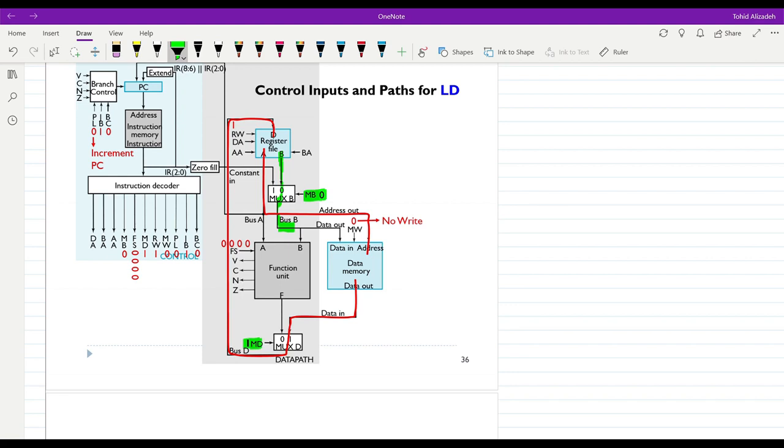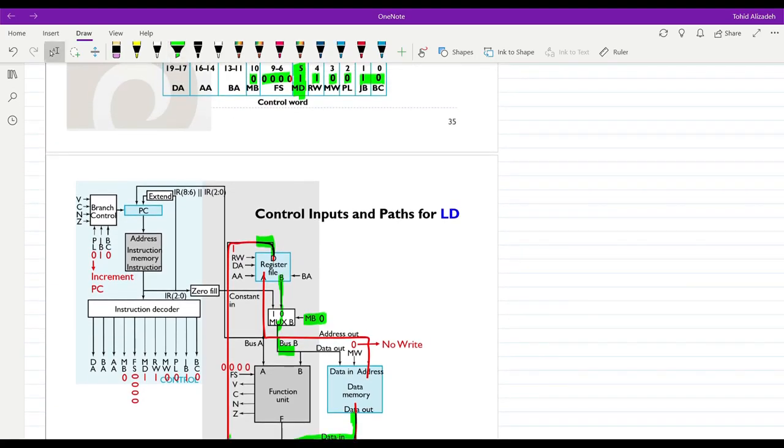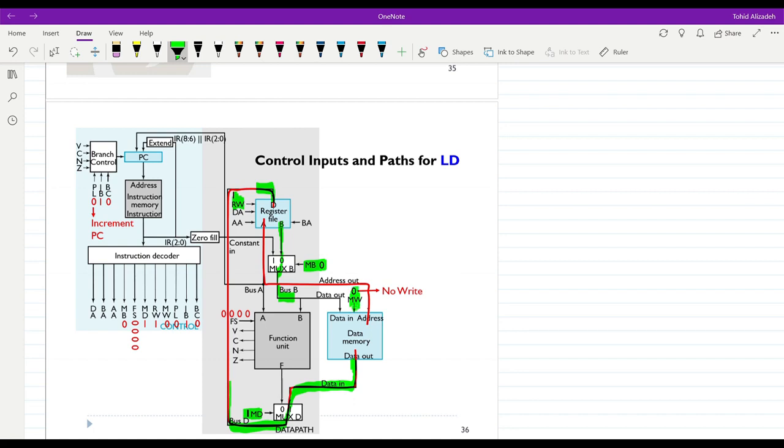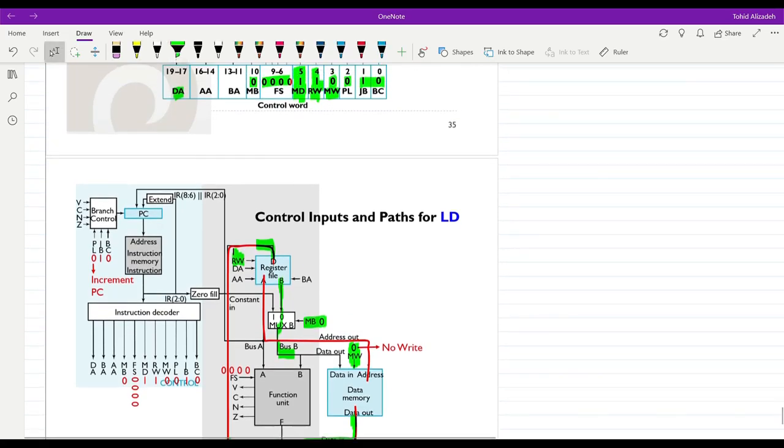MD is over here. When it's equal to 1, it means that the data that we have at the memory will be passed and it will be available as the data input for our register file. RW is set to 1 because we are going to write into the register file at the address which is determined by DA, obviously. And then MW is set to 0. MW is here, memory write is set to 0, and this is done in order to prevent writing anything into the memory. PL is set to 0.